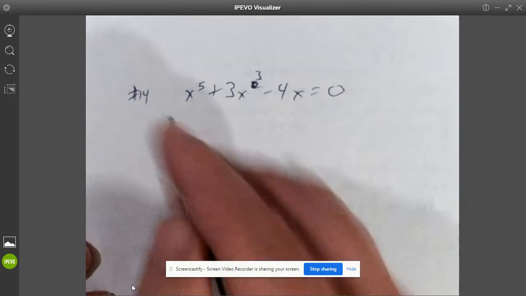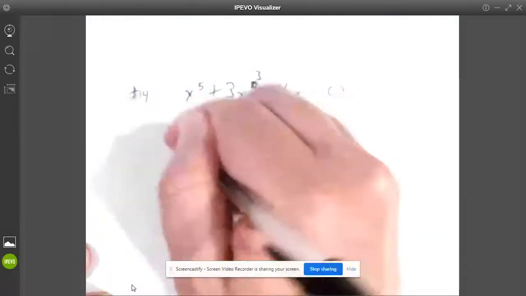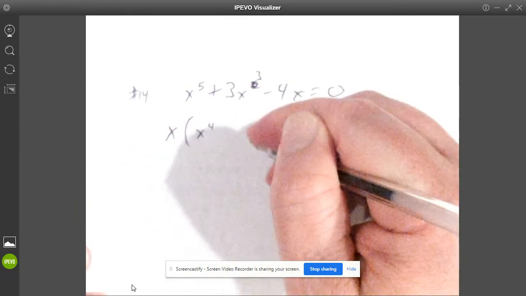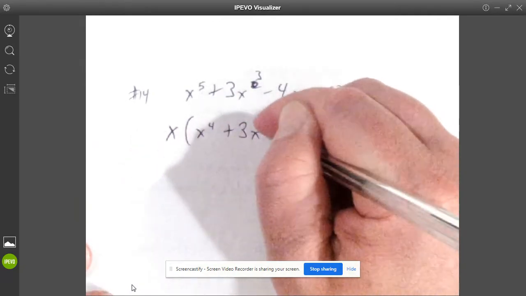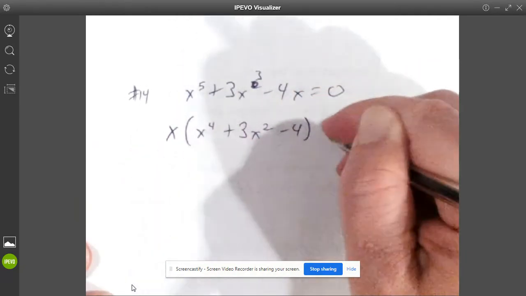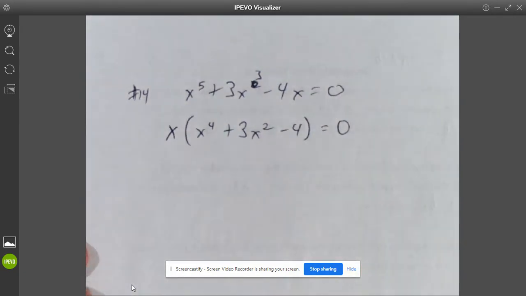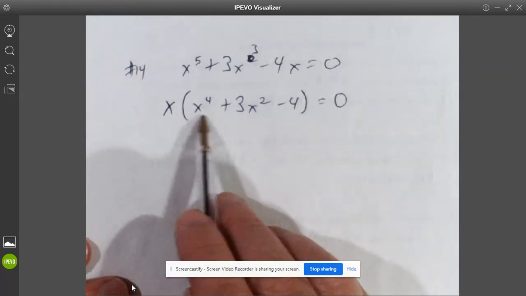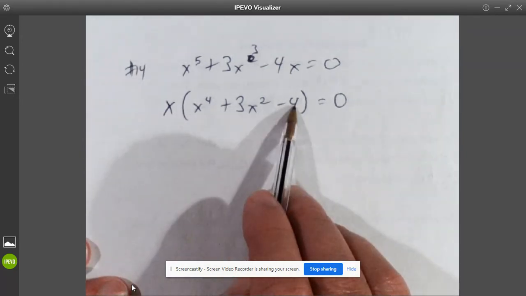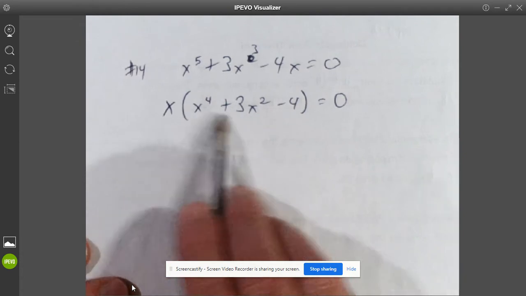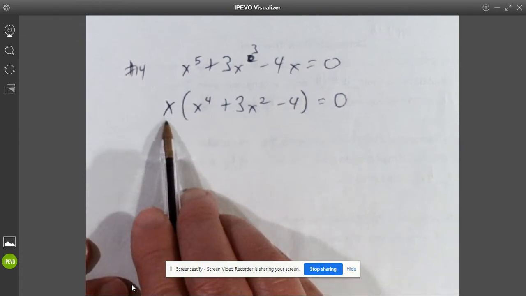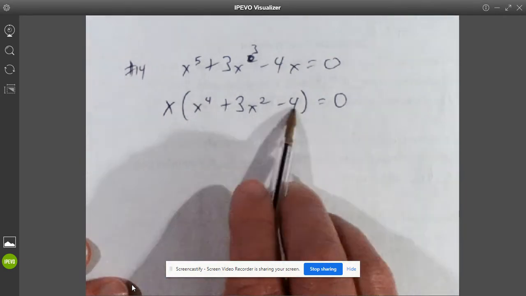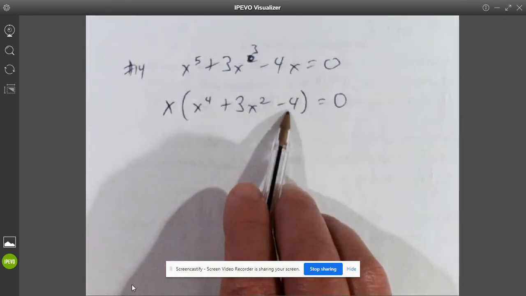I can take out a factor of x. So let me do that. Let me undistribute or take out an x, and that should leave x to the 4th plus 3x squared minus 4 equals 0. Now what that allows me to do is to just worry about when this equals 0, because I'm multiplying two things and getting 0. I know one of my solutions is going to be x equals 0. But let's find the other 4 solutions. The other 4 roots are going to be when this thing equals 0.